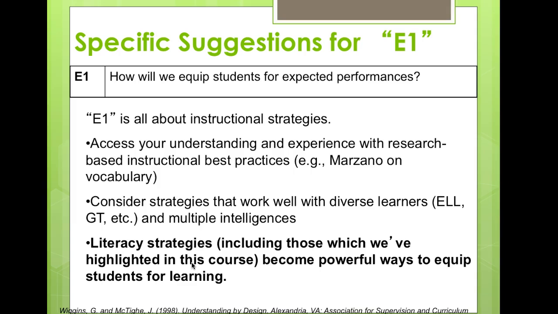Marzano on vocabulary. Get those resources and find the best practices on culturally relevant and ESL strategies. Use those strategies. Those are what you want to include in your learning opportunities. Consider strategies that work well with diverse learners and multiple intelligences. Literacy strategies, including those we've highlighted in this course, become powerful ways to equip students for learning.